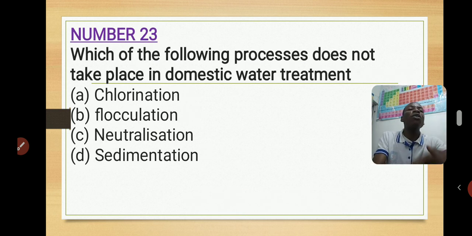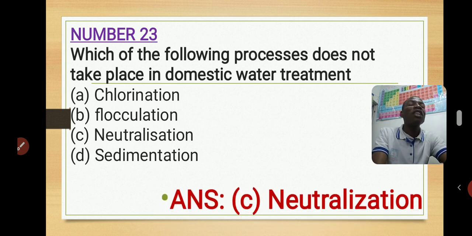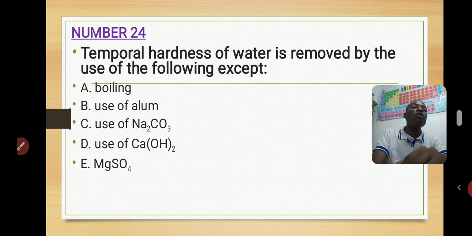Number 23. Which of the following processes does not take place in domestic water treatment? Of course, option C is the answer. Neutralization doesn't take place in domestic water treatment. What takes place there? There are aeration, coagulation, filtration, sedimentation, then chlorination and pH adjustment. So option C does not appear in the stages of water purification.